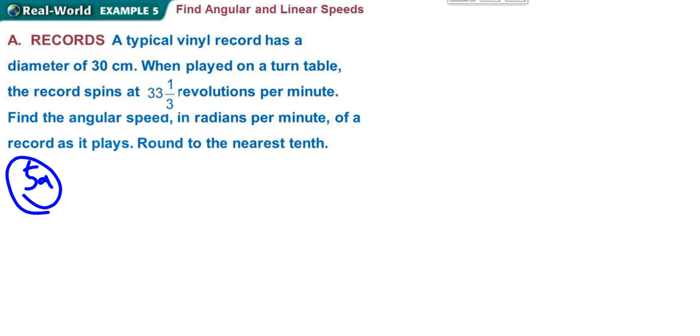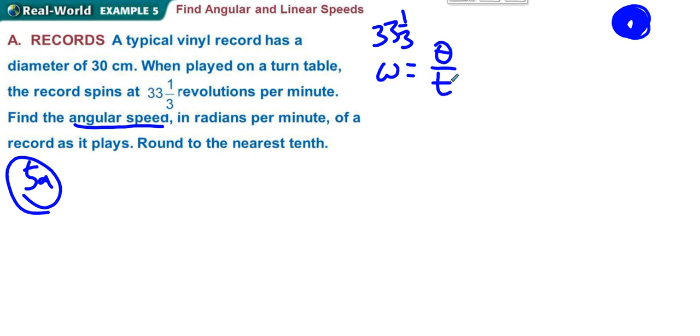First, some thoughts about this. This is 33 1/3 revolutions per minute. So think about going around 33 1/3 times, that's what's happening there. I'm asked about angular speed in this problem, so our angular speed omega equals theta divided by t. Since our angle is going around all those times, our angle is going to be 33 1/3 times 2 pi, one full revolution.